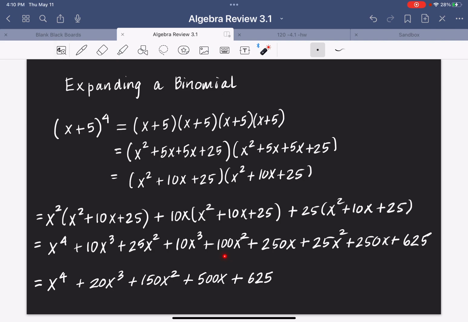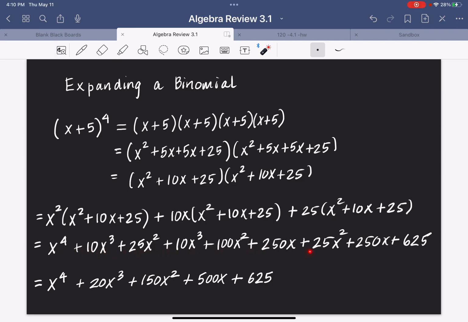10x times 10x is 100x squared. 10x times 25 is 250x. And then at the end, 25 times x squared, 25x squared. 25 times 10 is 250x. 25 times 25 is 625.